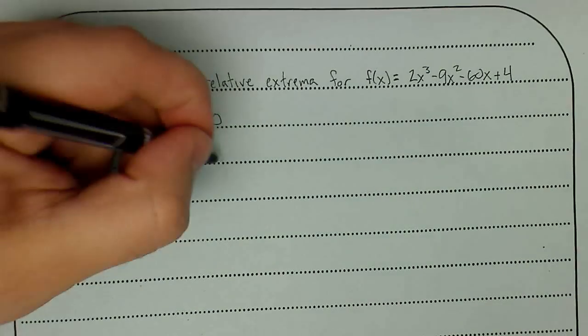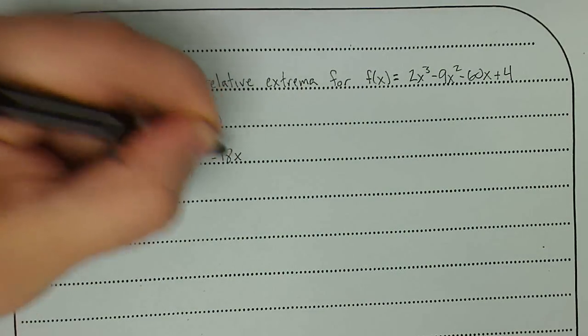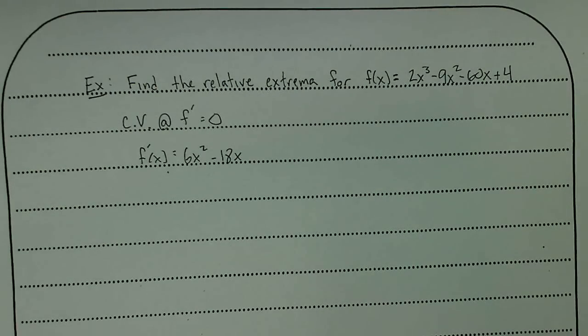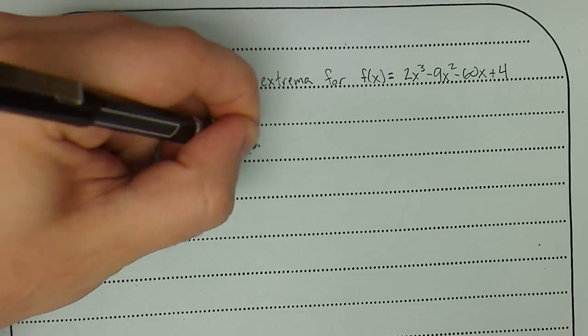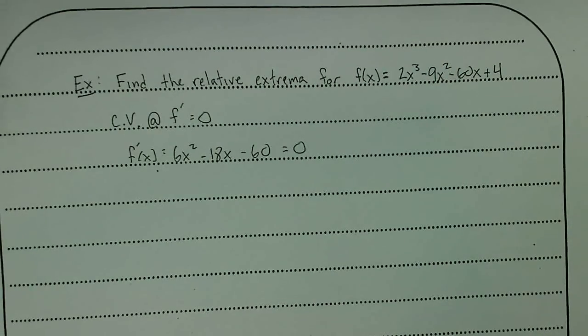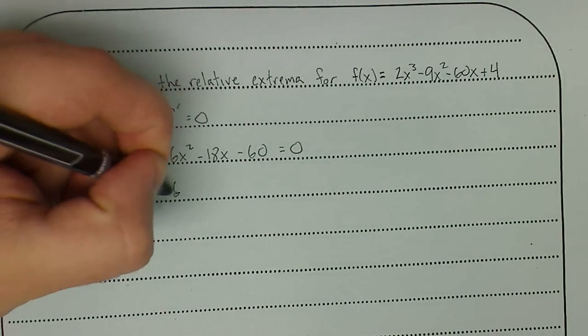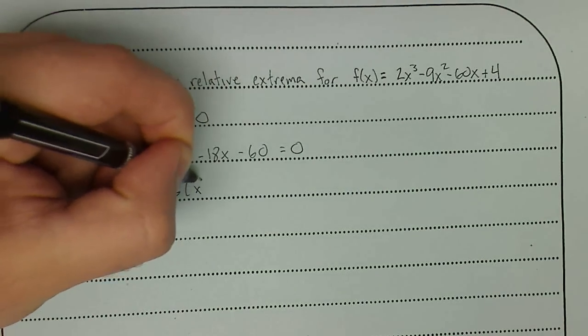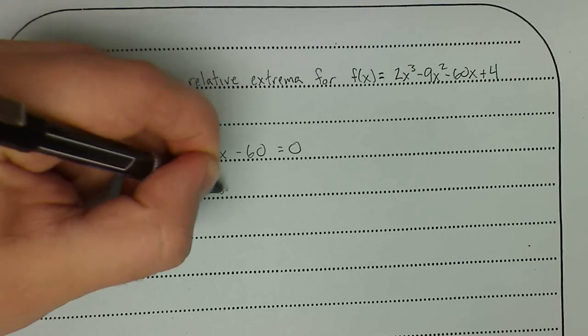6x squared minus 18x minus 60. Alright, we'll set that equal to 0. That'd probably be more easily done if it didn't have the common factor of 6 in there. So we'll pull that out.